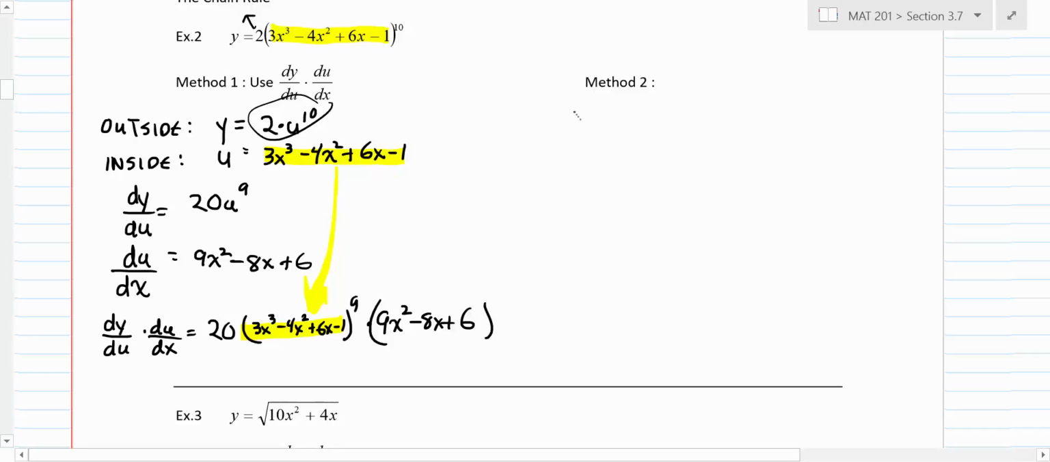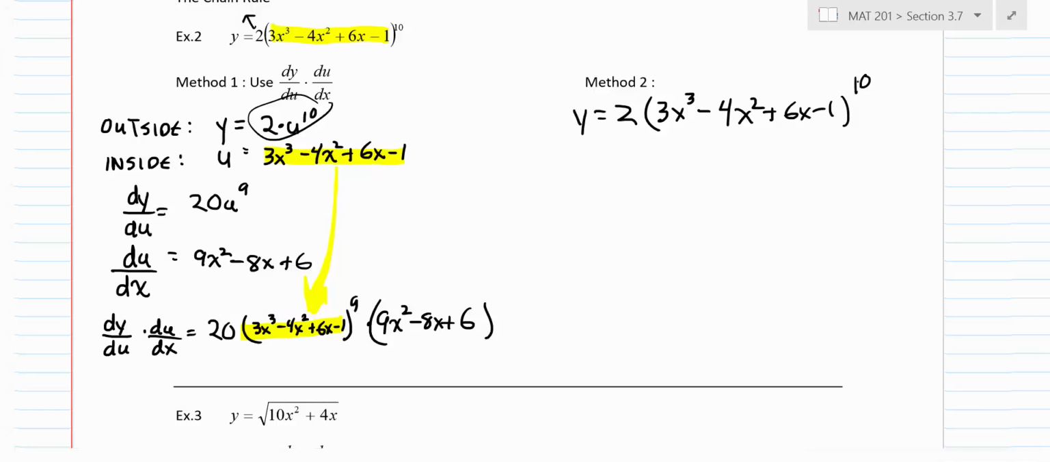Okay, so here's the way you're going to do this most of the time. Students usually get the hang of the second way better than the first way. And the nice thing is this is the way you're going to do this most of the time. So I'm just going to write this down and show you what the thought process is. You've got to look at it as something to the 10th power. I don't care what that is. It doesn't make a bit of difference what that is. You're going to bring the 10 down. That's going to be 20 times this to the 9th, times the derivative of what's inside.